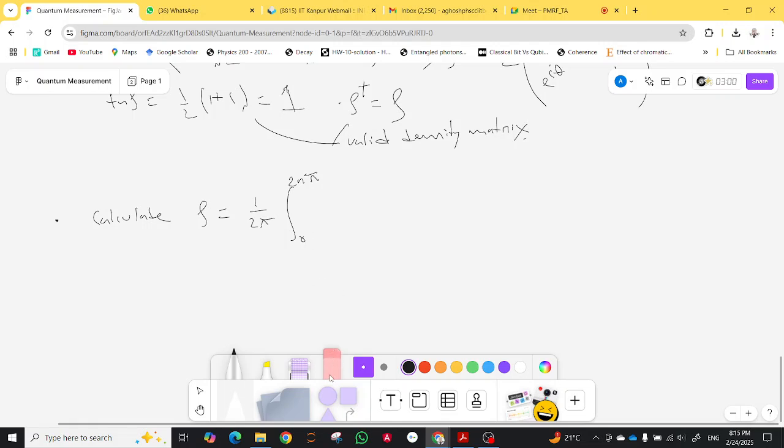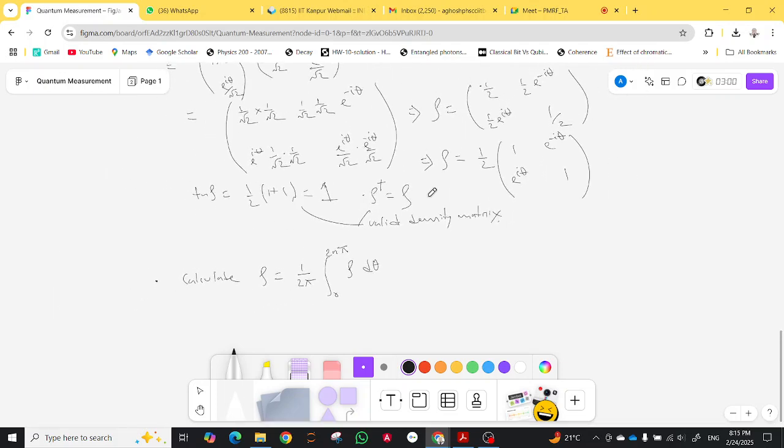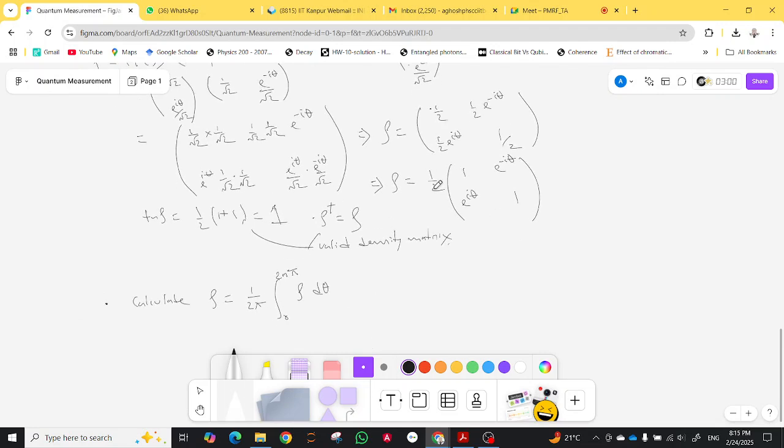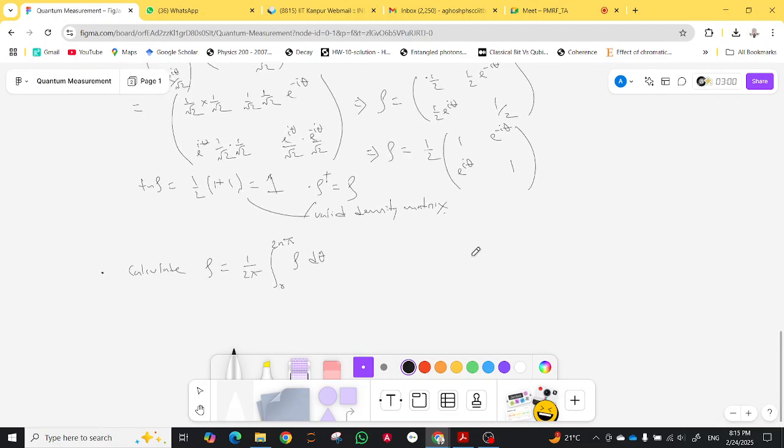Or you write n pi for simplicity, or rather, you write 2n pi, it's okay. So you have to calculate 1 by 2 pi integration 0 to 2n pi rho d theta. And rho is given by this. You already calculated the rho, right? Half of the matrix 1, e to the power minus i theta, e to the power i theta, 1. Now we have to calculate this 1 by 2 pi integration 0 to 2n pi rho d theta, where n can be any integer: 1, 2, 3, 4, whatever.